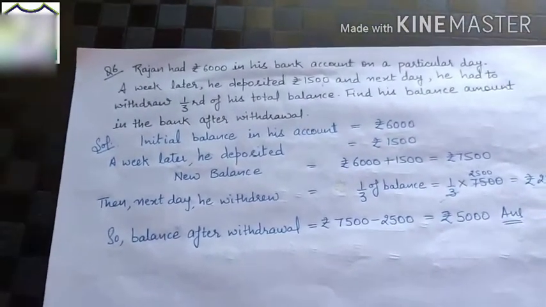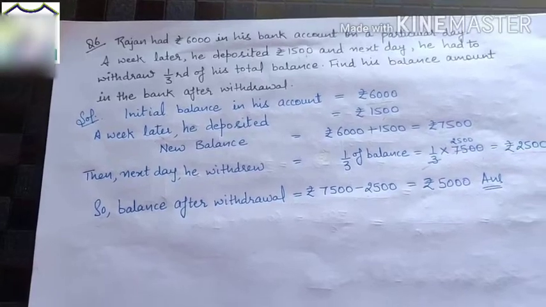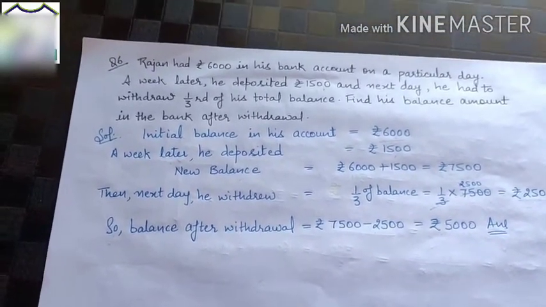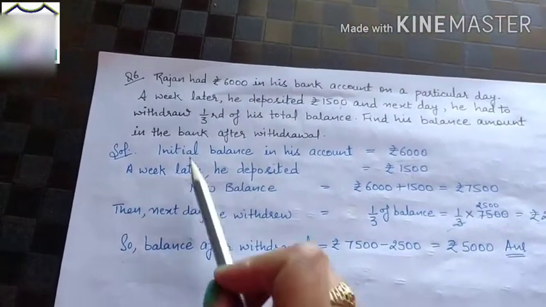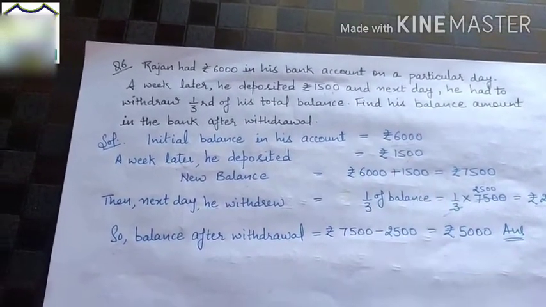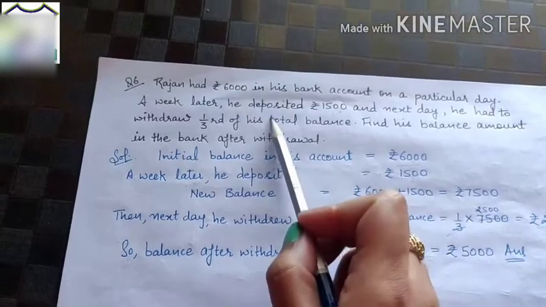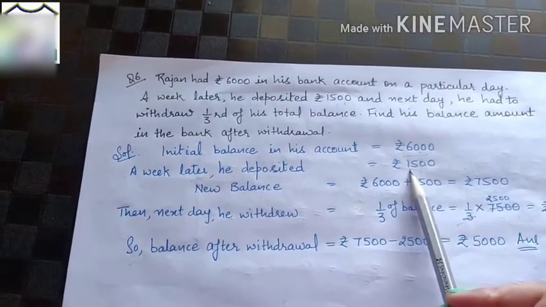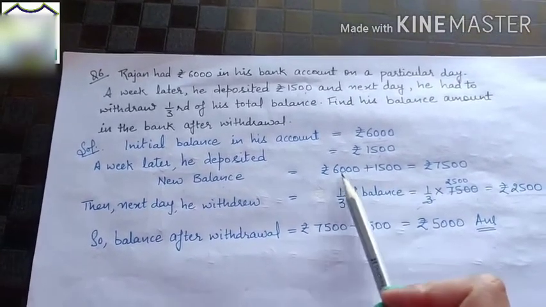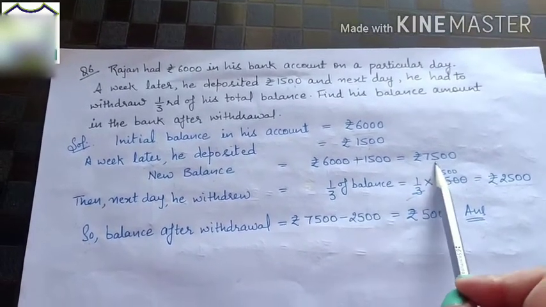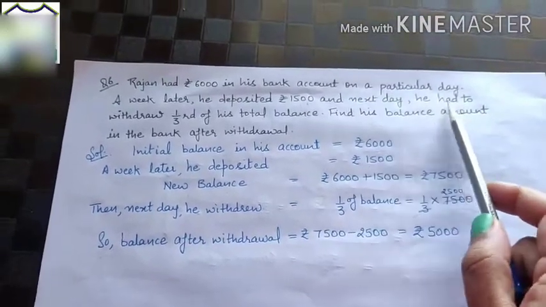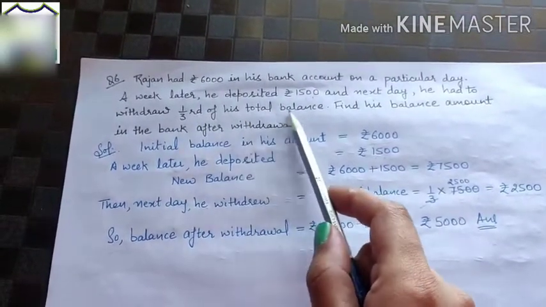Next question. Rajan had rupees 6000 in his bank account on a particular day. Means Rajan ke bank account mein 6000 rupees the, so initial balance in his account equals to 6000. A week later he deposited rupees 1500. 1 week ke baad usne 1500 deposit kar diye, to ab new balance kitna ho gaya, 6000 plus 1500 equals to 7500. Ab kya keh rahe hain, and next day he had to withdraw 1/3 of his total balance.